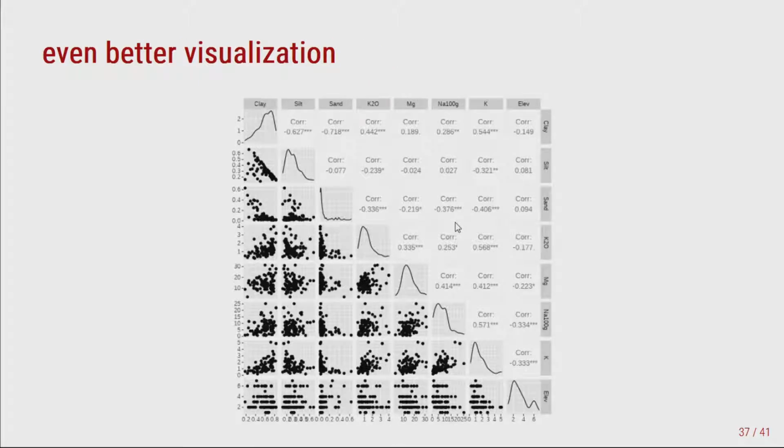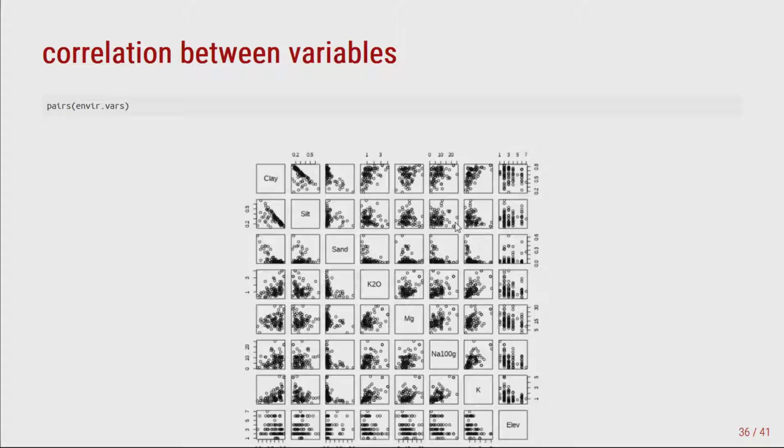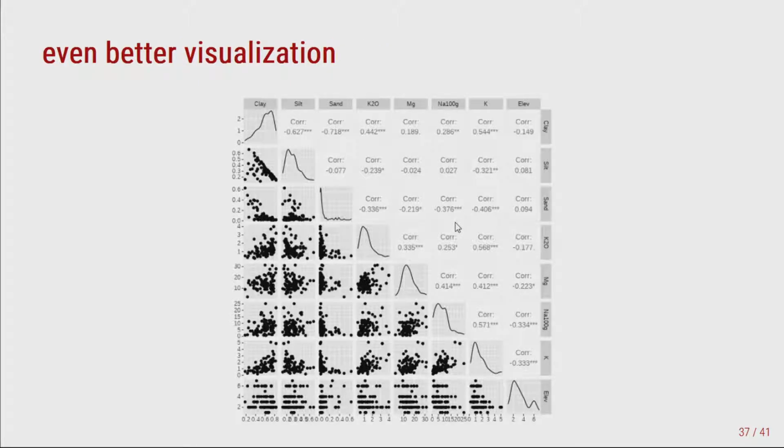There's a package called GGally, and it makes something similar to this, but with even more information, because I do not need all this information here because this upper diagonal is the same as this one. So I can use that space to bring more information here.